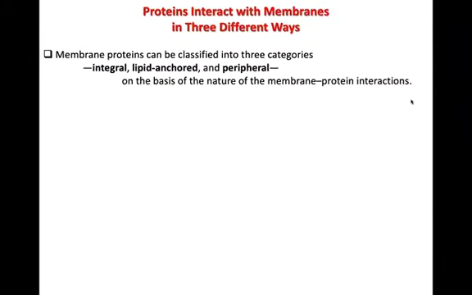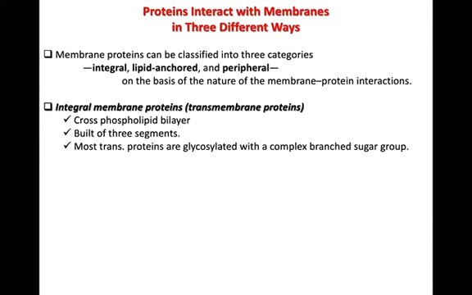So actually proteins have three different types and get attached to the membrane in three different ways. And basically the nomenclature of these three different proteins is based on the way they are attached to the membrane. So membrane proteins can be classified into three categories: integral, lipid anchored, and peripheral, on the basis of the nature of the membrane protein interactions.